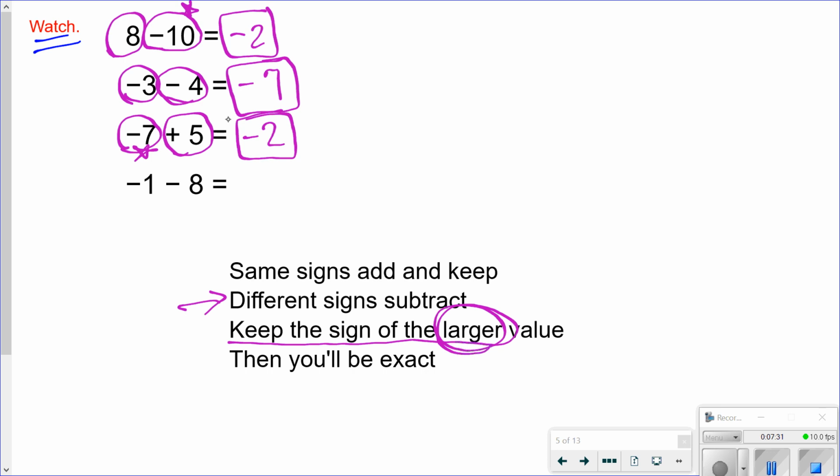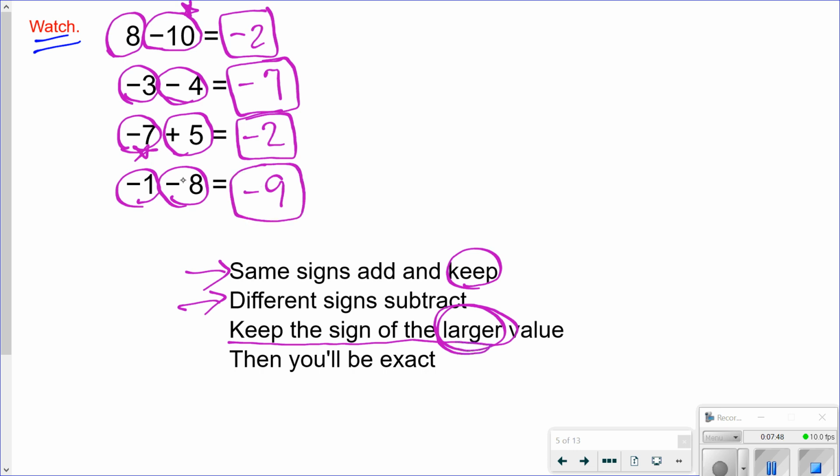All right. 1 has a negative in front of it. 8 has a negative. Same signs. Add and keep the sign. 1 plus 8 is 9. It's going to be a -9 because they both have negatives.